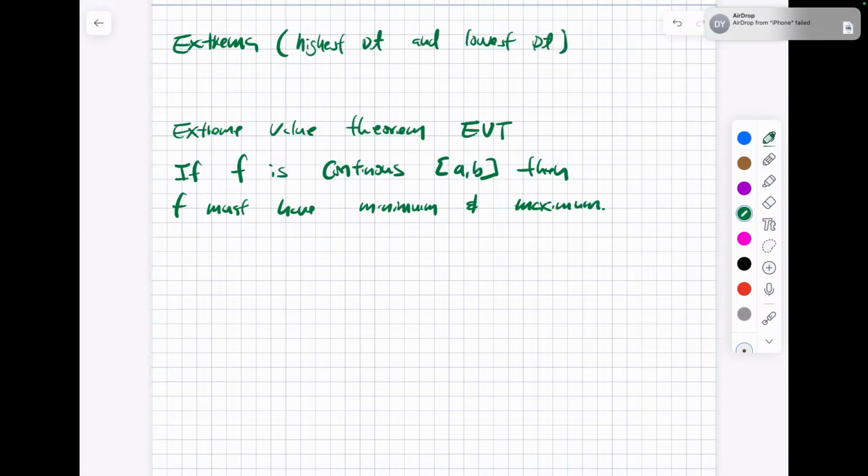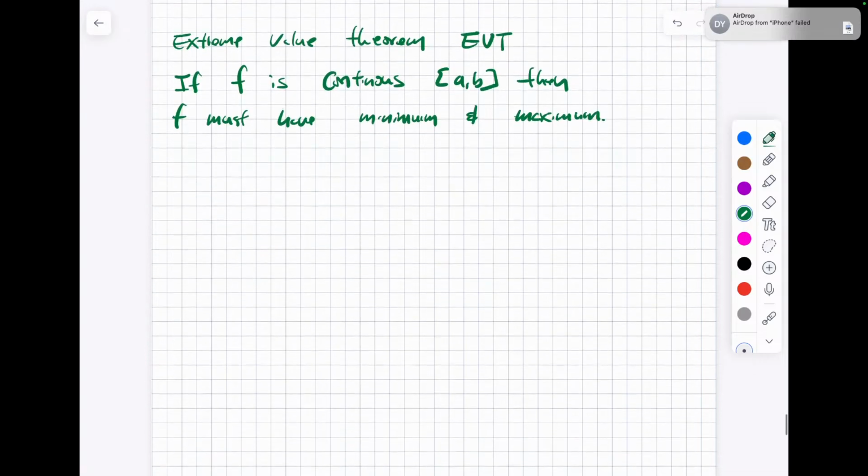So EVT basically says if a function is continuous from one endpoint to another endpoint, including the endpoints, that's why it's a bracket. Now, why do you need those two? The first one, it has to be continuous. The second one, the endpoints have to be included.